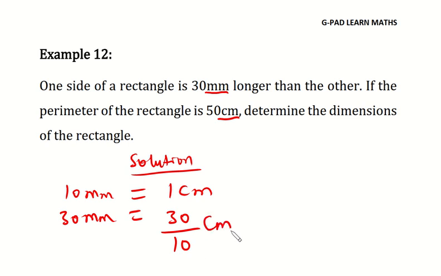So this converts to this. 0 cancels 0, and then 3 centimeter. Exactly. So 30 millimeters is equal to 3 centimeters. Good. We have already done the conversion.